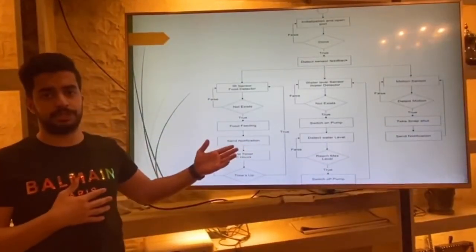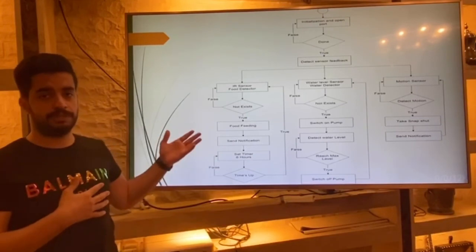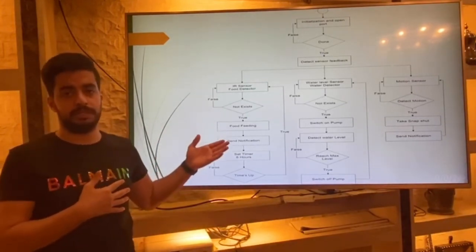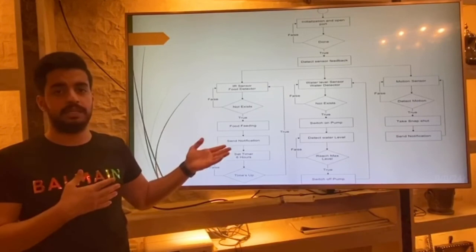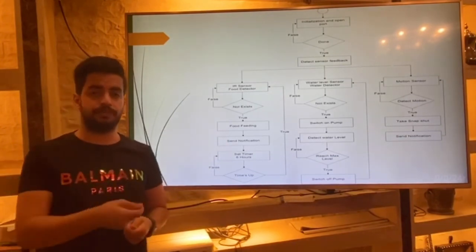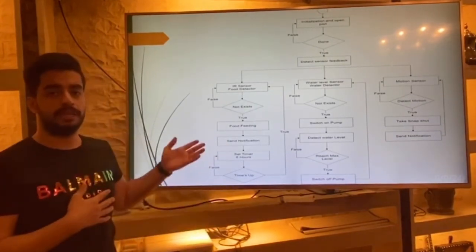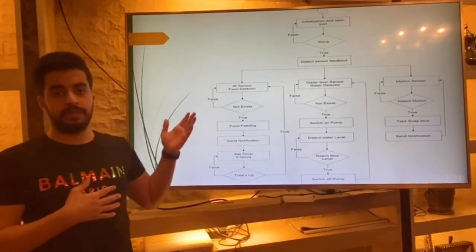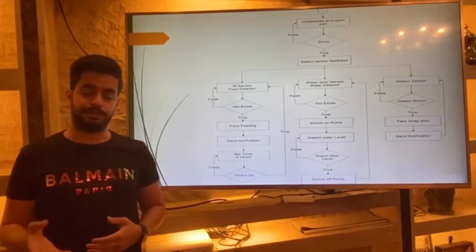This is our automatic pet feeder system operational flowchart that we're using in our project, and it shows exactly how the pet feeder system feeds the food and the water for the pet. It also has a motion sensor that detects the pet's motion.